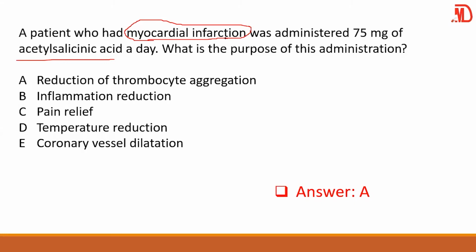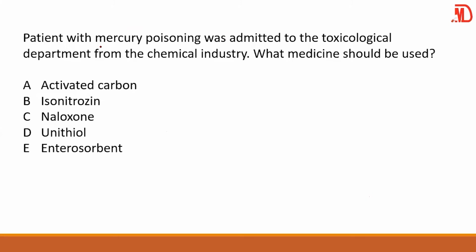We have a patient with mercury poisoning. Do you remember 2 days ago what we talked about, metals poisoning? Yes. Those who were with us, they remember metal poisoning or mercury poisoning. So what do you give? Unithiol. We said if people are intoxicated with ions, metals, whatever it is, mercury, whatever it is, what do you give? You give unithiol, that is the antidote, unithiol. Okay.